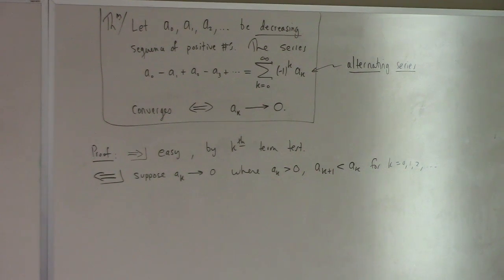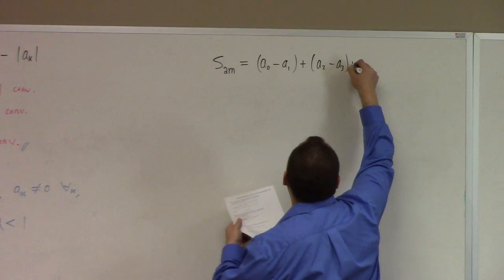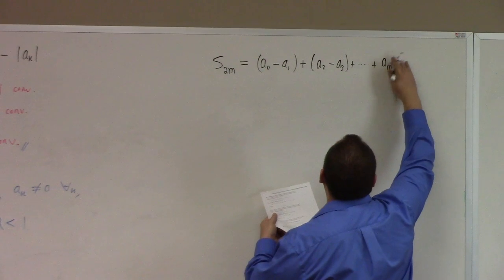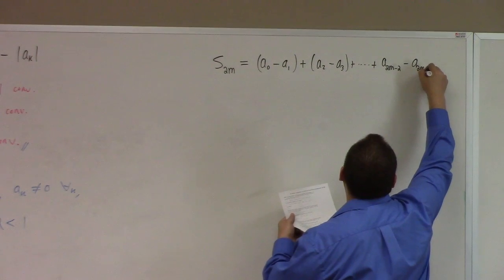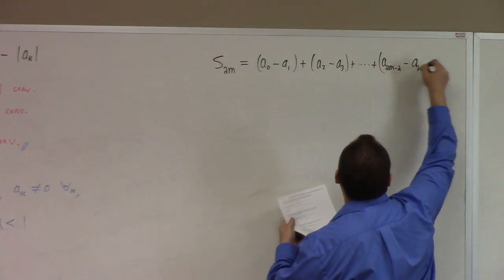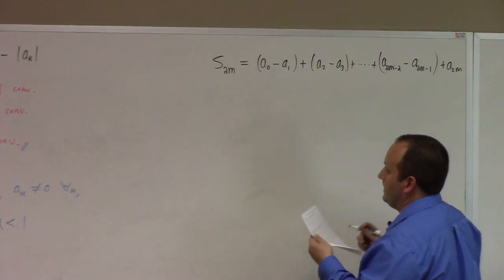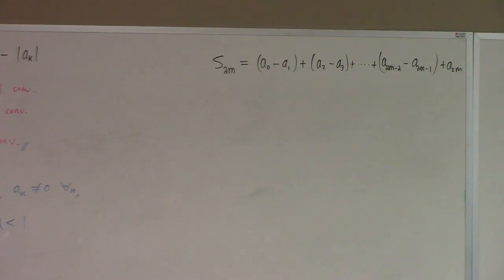So the even partial sum, s sub 2m, right, what is that? Well, that's a sub 0 minus a sub 1 plus a sub 2 minus a sub 3, all the way on out to a sub 2m minus 2 minus a sub 2m minus 1, parentheses, and then finally the 2mth term, right? So there's the partial sum of even index.